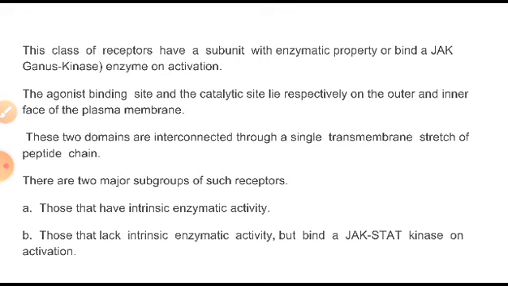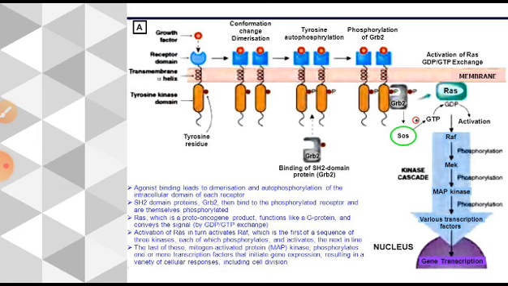The spelling of Janus: the J comes here, it's written as G. So, Janus kinase. The agonist binding site and the catalytic site lie respectively on the outer and inner face of the plasma membrane. Means the agonist binding site is present on the outer surface and the catalytic site is on the inner surface. Because the enzyme is present on the inner surface, that's why it plays a role in catalyzing the reactions. There are 2 major subgroups of such receptors, as we have already told you: those that have intrinsic enzyme activity, and those which bind with the JAK and STAT kinases.